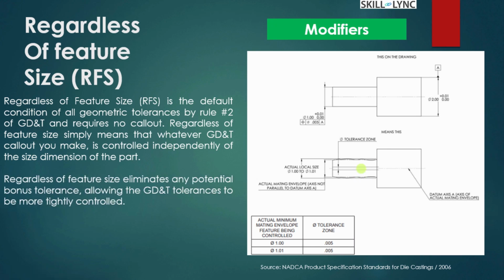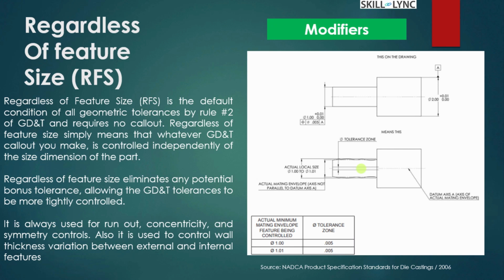control. So next, one more thing is that this regardless of feature size eliminates any additional bonus tolerance that we get when we refer to a datum axis. So this is a very tight method of controlling the datum features.